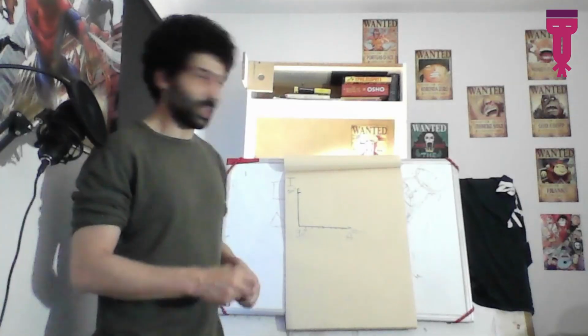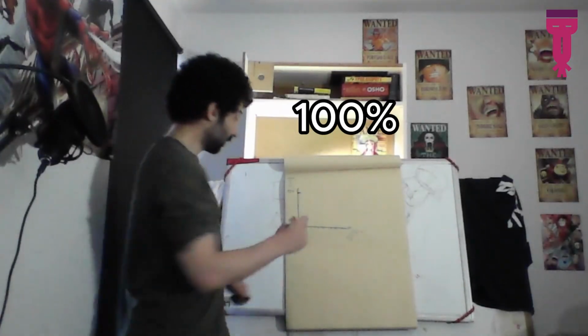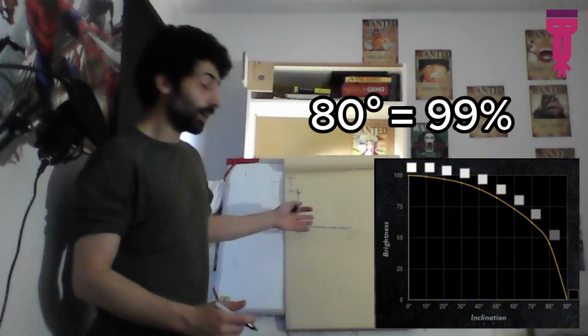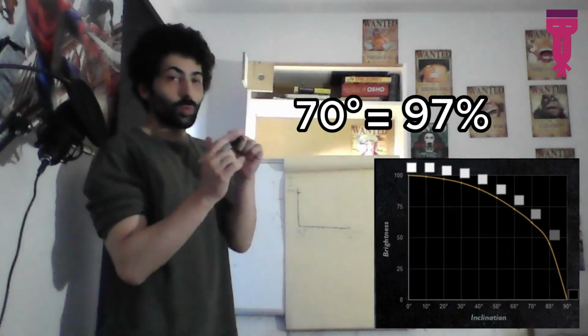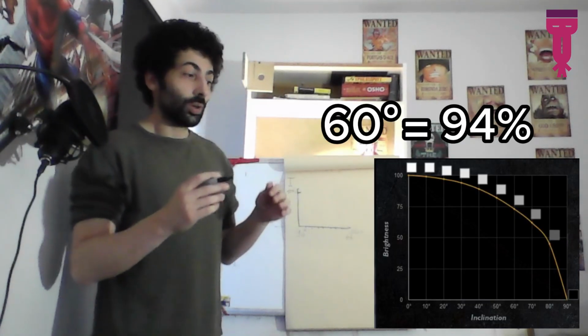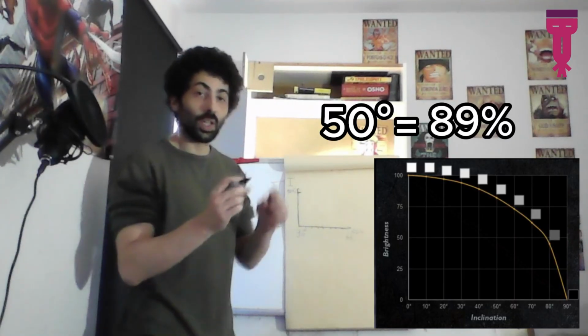Okay, at 100% intensity, that's 90 degrees. At 80, it's gonna drop to 99, and then at 70, it's gonna drop to 97, which means what? It increased by 2%. And then at 60, it's gonna be at 94. And at 50, it's gonna drop to 89. So what is going on here? It's progressively decreasing, but also it's progressively increasing with the bigger and bigger increment each time.